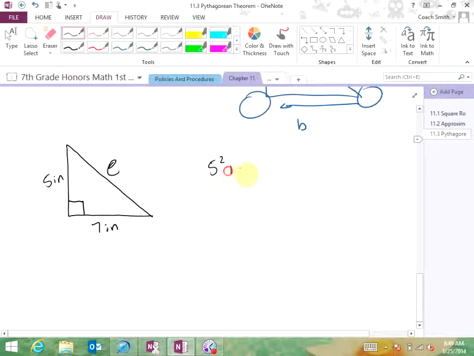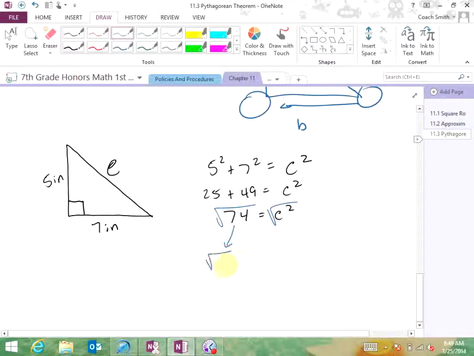Take 5 squared plus 7 squared equals C squared. That's 25 plus 49 equals C squared. 25 plus 49, what? 74, right? 74. All right. So now we've got to take the square root of each side, each term. The square root of 74 falls between the square root of 64 and the square root of what? 81. So that's what it falls between. So this is 8 and this is 9.